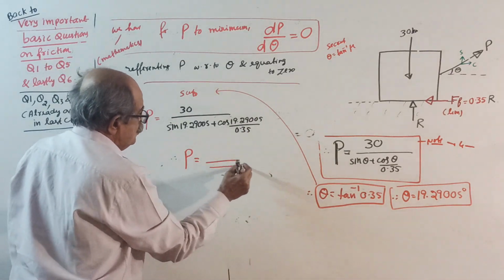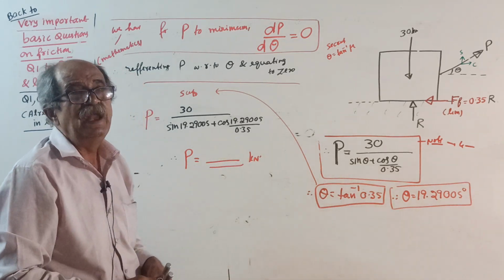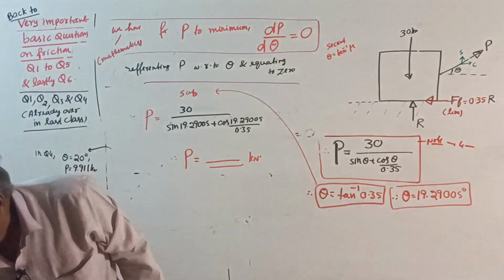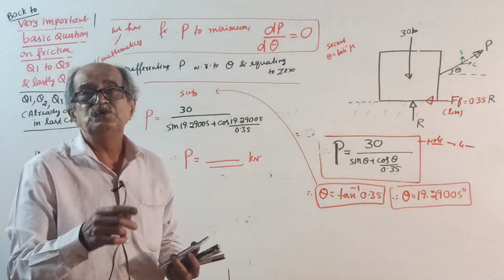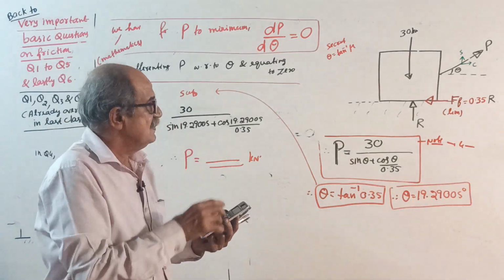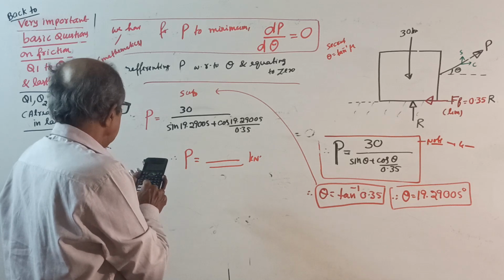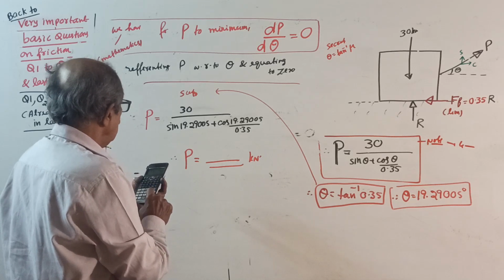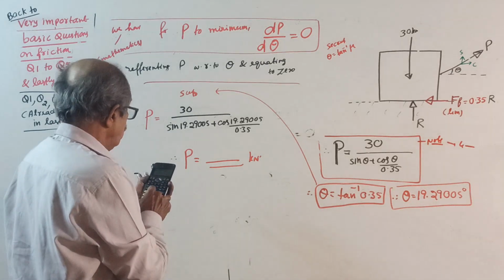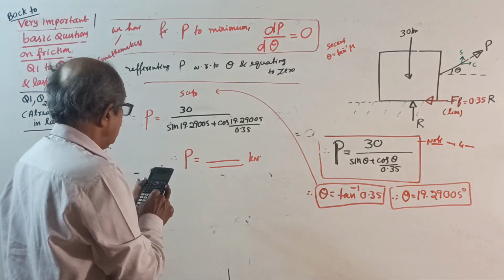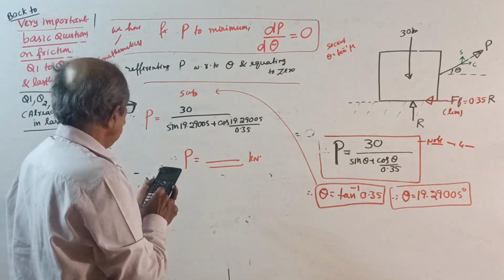P will come in kilonewton. It has to come less than 9.911. Why? When theta is 20 degrees, it is 9.911. This is supposed to be the least value. So it has to come less than 9.911. Okay, start. Sine of 19.29005 plus cos of 19.29005 close divided by 0.35. It is reciprocal into 30.